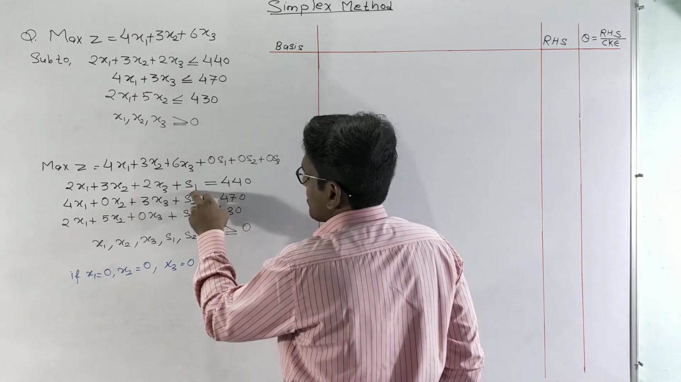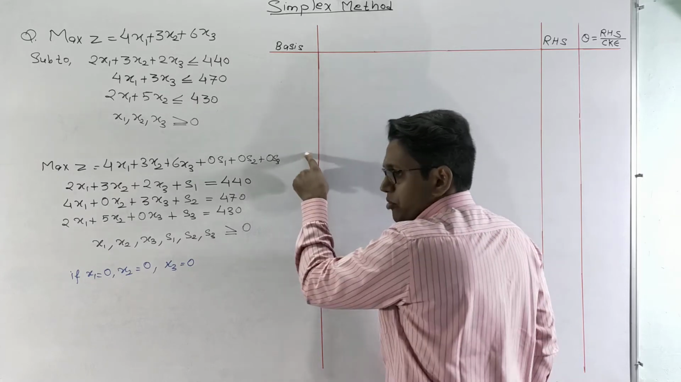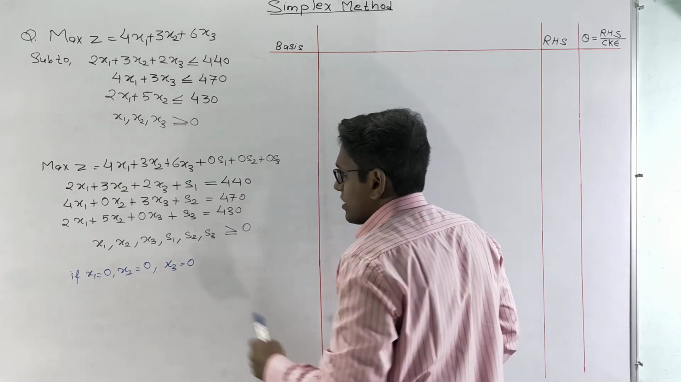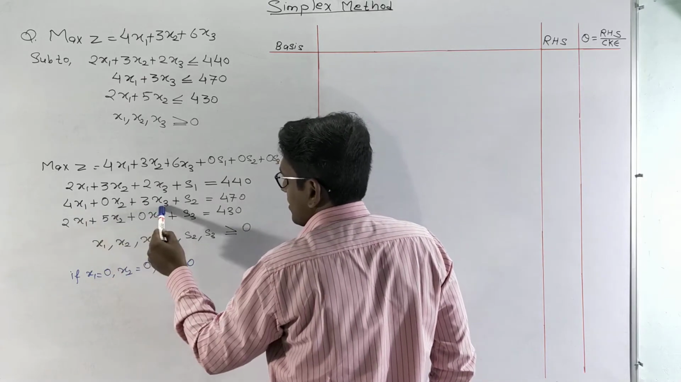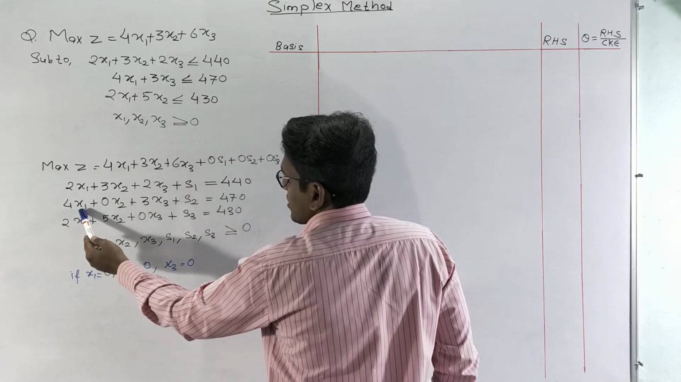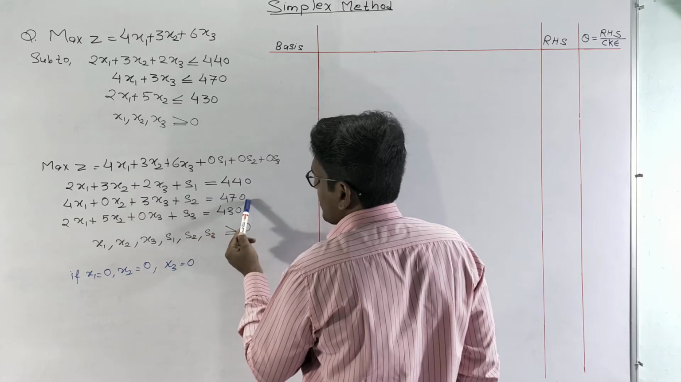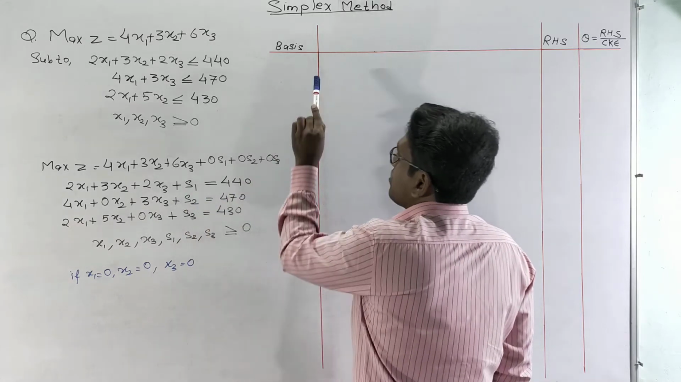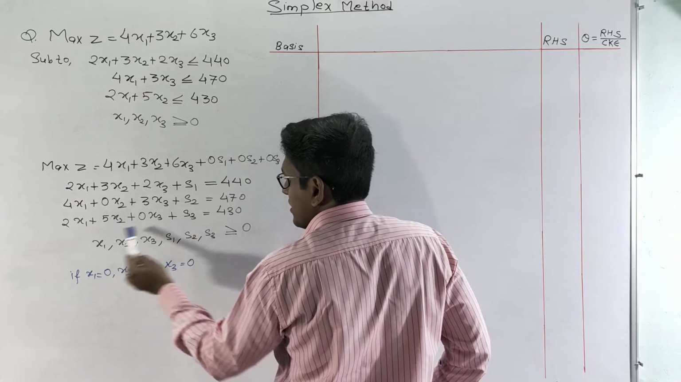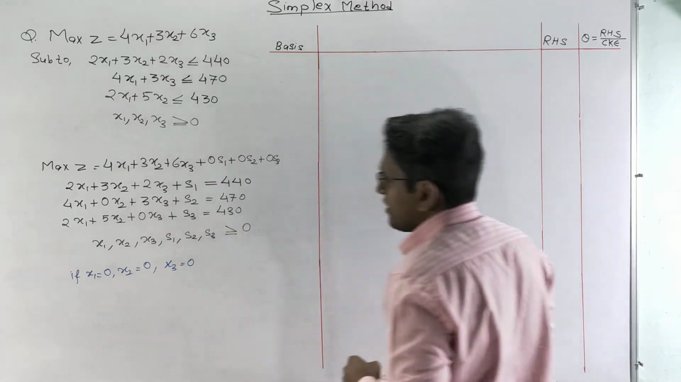That means s1 is coming as positive, so it is the probable candidate to enter the basis column. Similarly, in equation 2 I can see that s2 will come as 470. If I put x1 equal to 0, x2 equal to 0, x3 equal to 0, s2 will become 470. So s2 can also enter the basis column. And similarly with the third constraint, if x1, x2, x3 are 0, s3 will become 430.